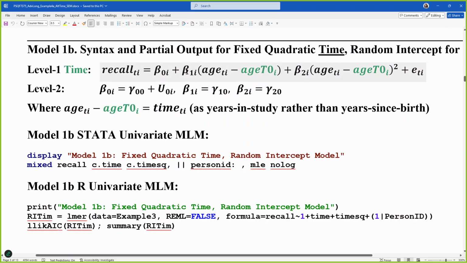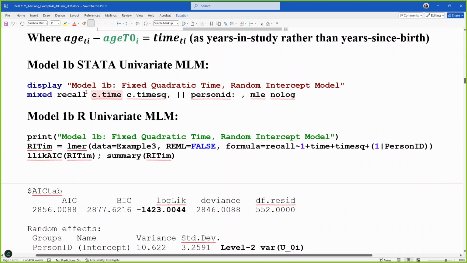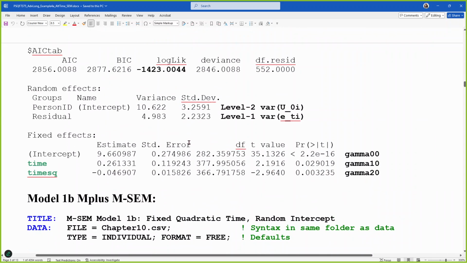All right, 1B then. I am adding in 2 fixed effects only. So note these only have fixed slopes for age and age squared. So this is actually time and time squared. I'm just writing it in a way that describes how time is being created. So then it would look like this in mixed, look like this in Elmer. Here's the answers that we're going to find in the output.